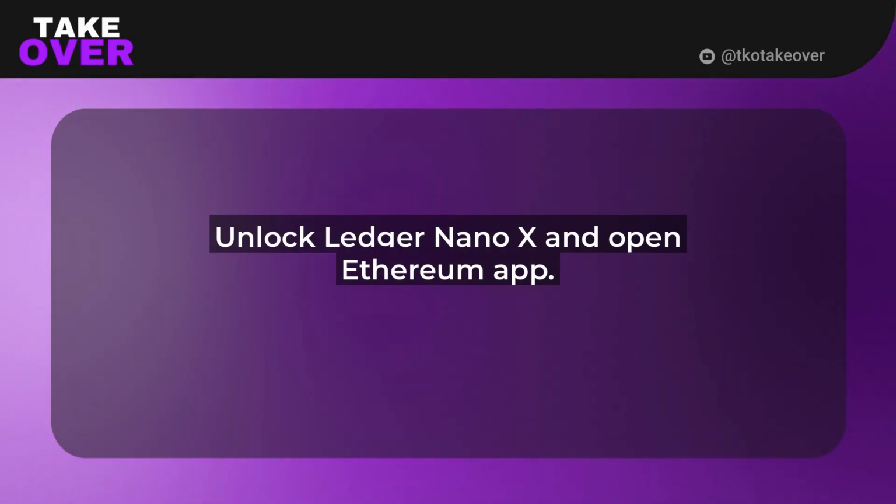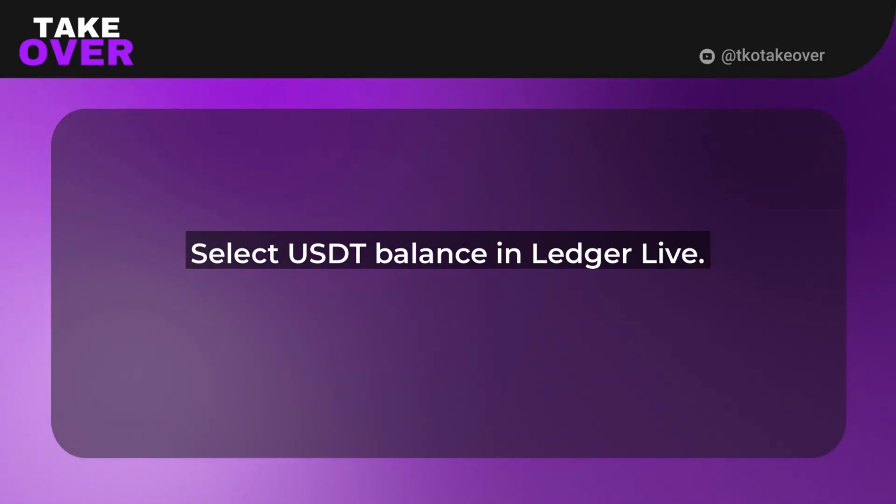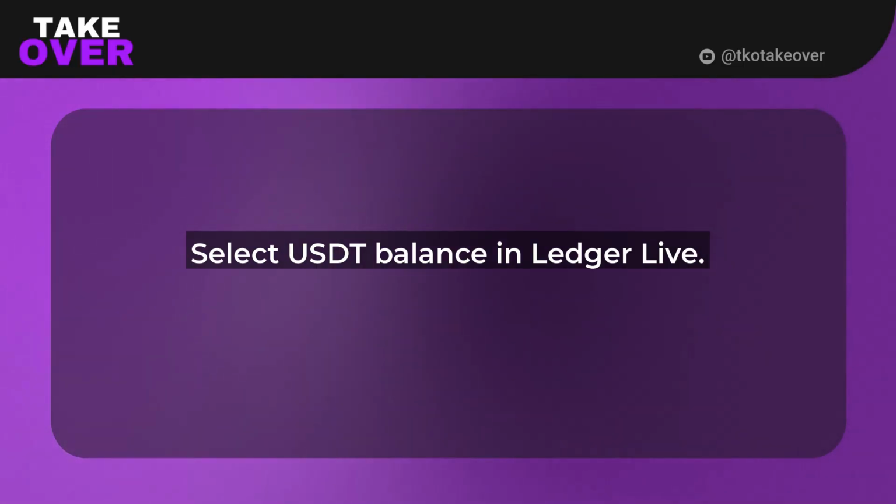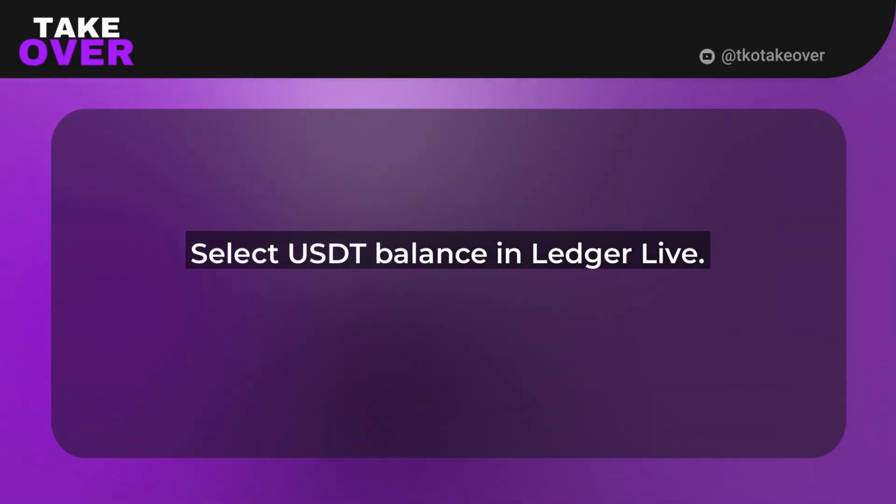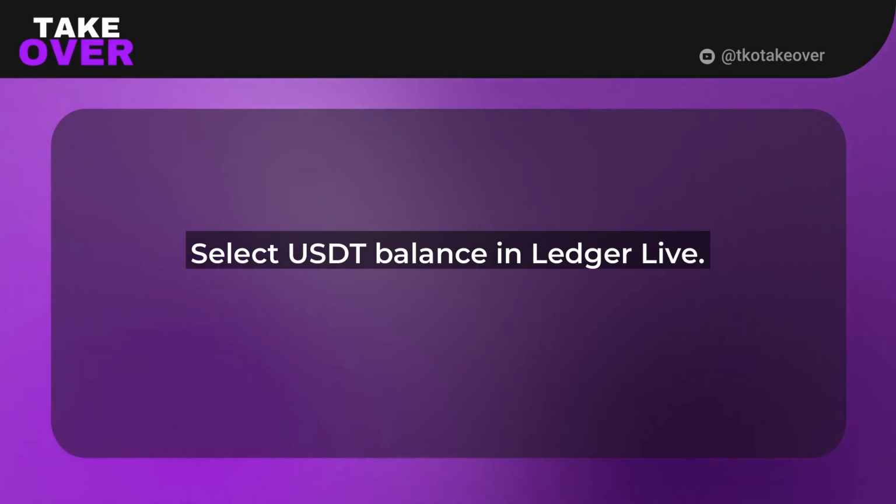Step 1. Unlock your Ledger Nano X by entering your PIN on the device. Once you're in, open the Ethereum app. This is where you'll manage your USDT. Step 2. On your computer, open the Ledger Live software and navigate to the Accounts section. Select your USDT balance, easy to spot since it's tied to Ethereum.